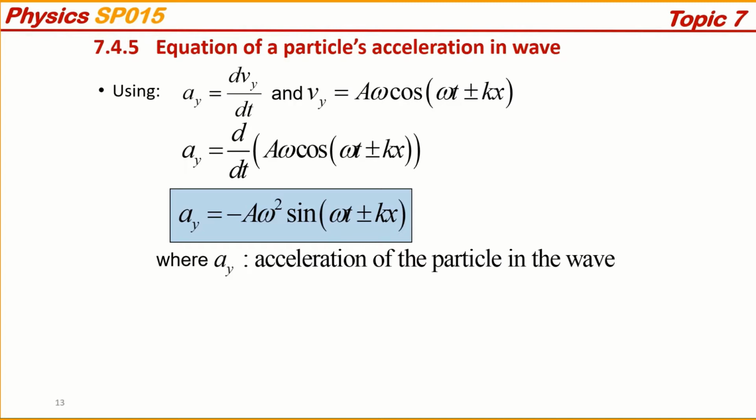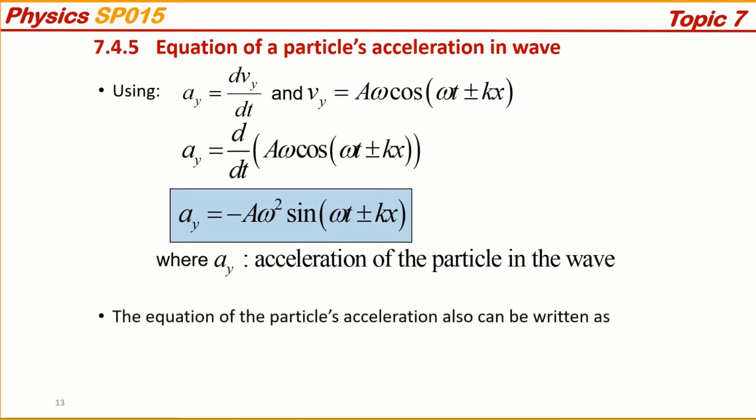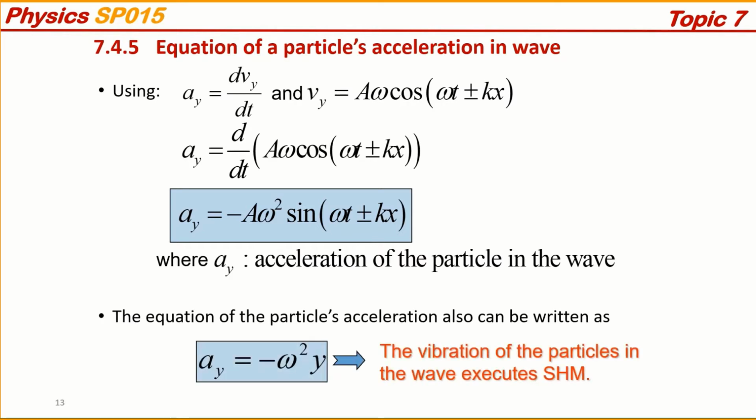Using ay equals dvy over dt, differentiate the equation. Finally, you get ay equals negative a omega squared sine(omega t plus or minus kx), where ay is the acceleration of the particle in the wave. The equation of the particle's acceleration can also be written as ay equals negative omega squared y. This means the vibration of the particles in the wave executes SHM.